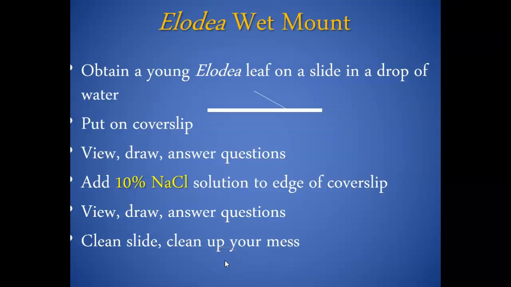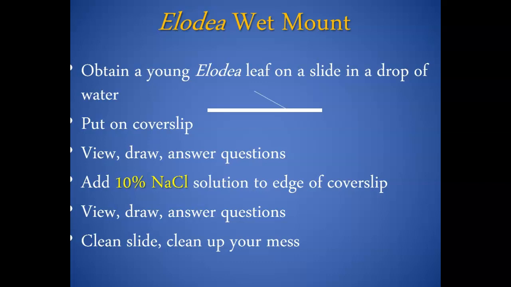Where we are preparing our Elodea wet mount, we'll get our young Elodea leaf and put it on a slide in a drop of water. We'll put a cover slip on it, and then we view, we draw what we see, and we answer the questions on the worksheet related to that. Then after we have made that first drawing, we add 10% salt solution, which is very, very concentrated. It's high solute concentration compared to the inside of the cell. Then we view that, we draw and answer questions.